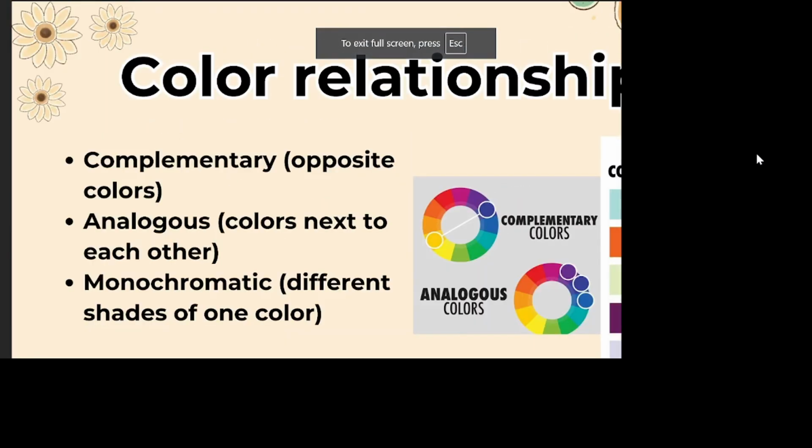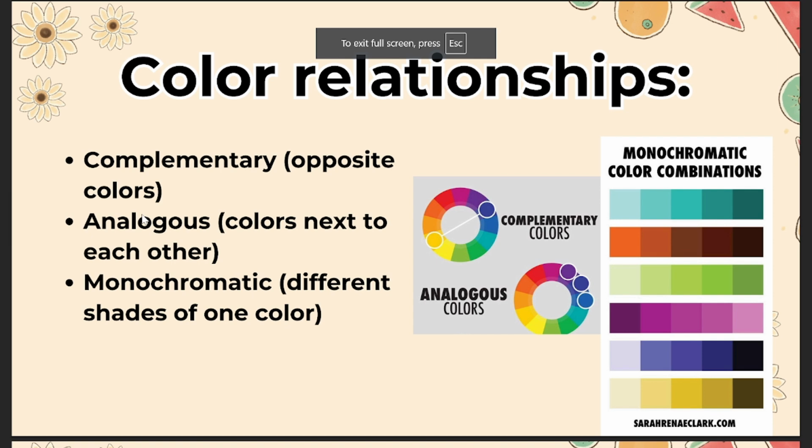Okay, and another one is analogous color. Analogous colors are next to each other, like this. For instance, these ones next to each other are the analogous colors. Then we also have monochromatic shades. This is different shades of one color, like I said.